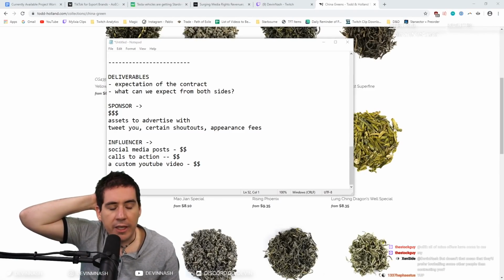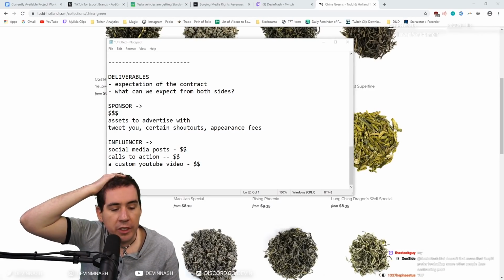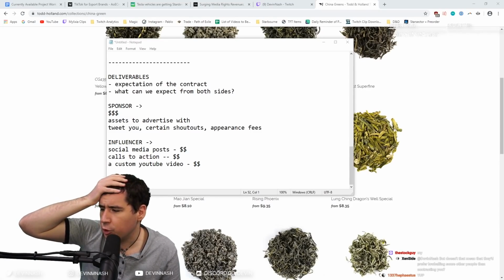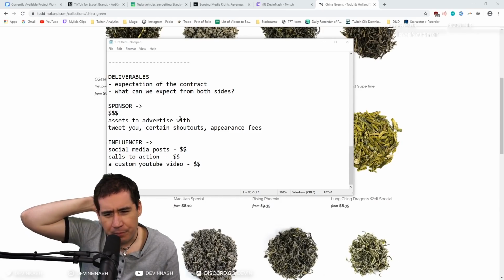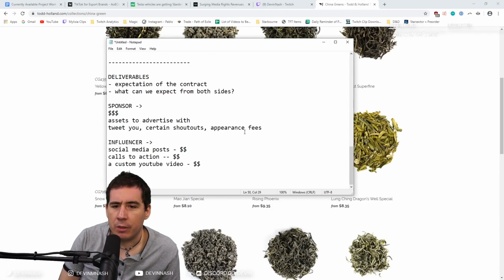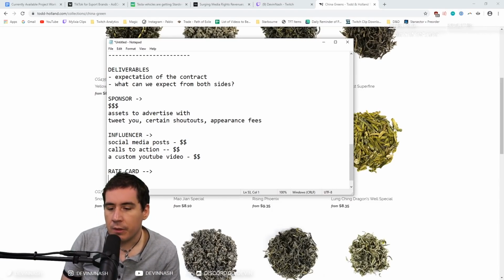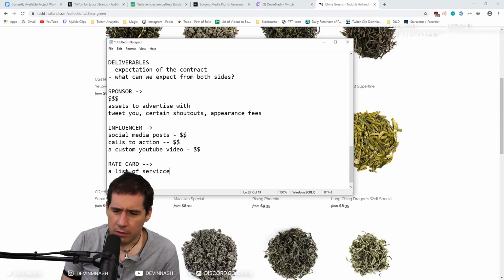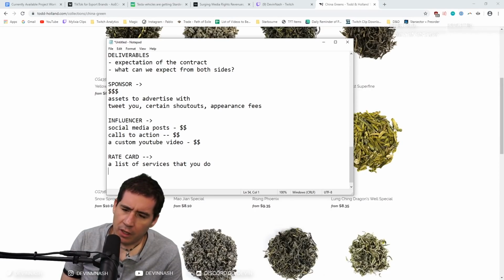So it's really important that you build a vision of your individual brand and what it's worth, right? You can do this by building what's called a rate card. A rate card is basically just a list of services that you do and the value of each of those services.